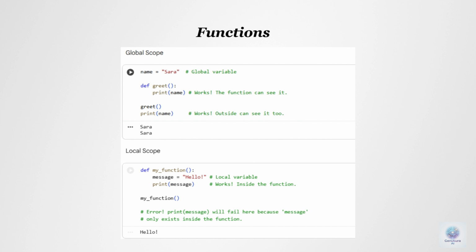Once the function finishes running, that local variable is actually deleted from memory. This is why you'll get an error if you try to print a local variable from outside its function. Python will tell you that the variable is not defined, because as far as the rest of the script is concerned, it doesn't exist. Understanding scope helps you keep your code clean and prevents different parts of your program from accidentally messing with each other's data.